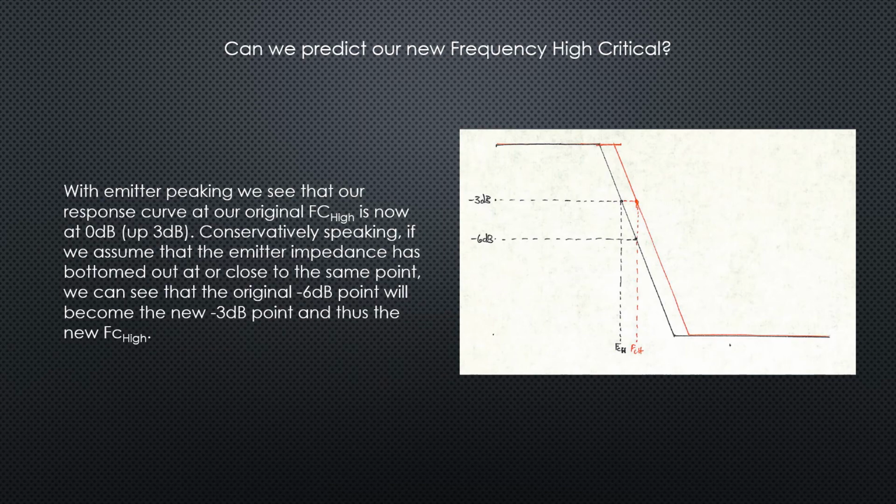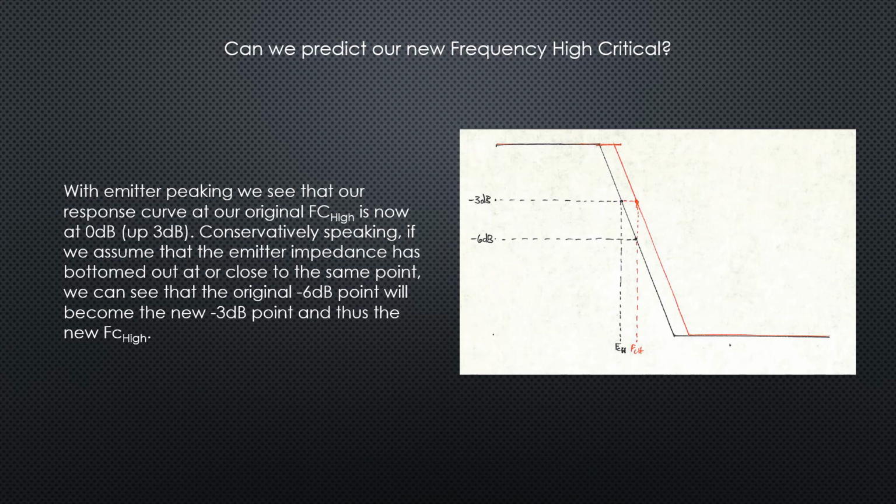So here is a sketch of the high frequency side of our Bode plot. You can see in black we've got our original circuit and our original FC high marked at the 3 dB point. Now when we put in the emitter peaking, we know that at the 3 dB point, the original FC high, the gain returned back to basically our 0 dB point. So we know that the response shifted up 3 dB to the 0 dB point.